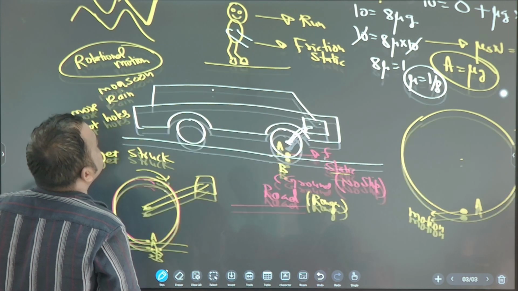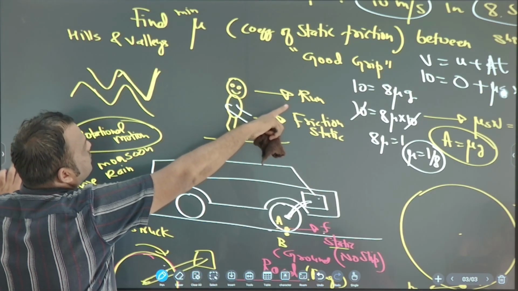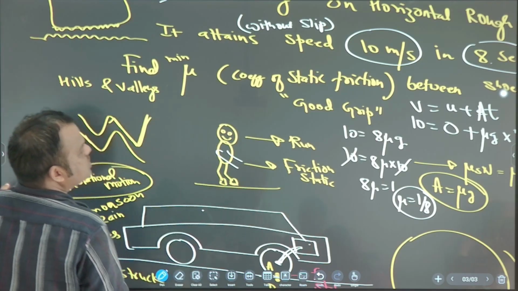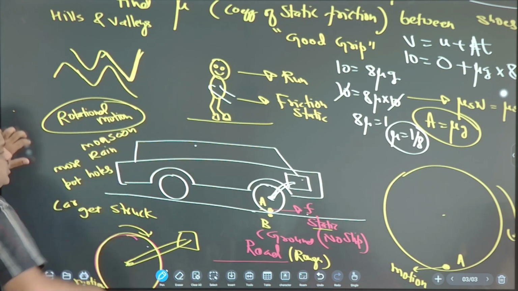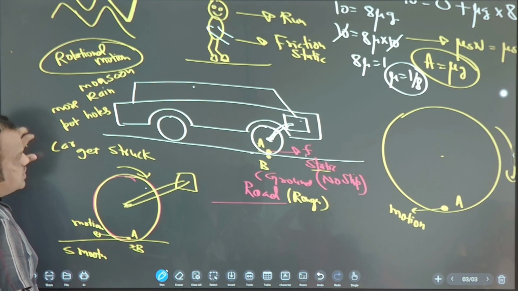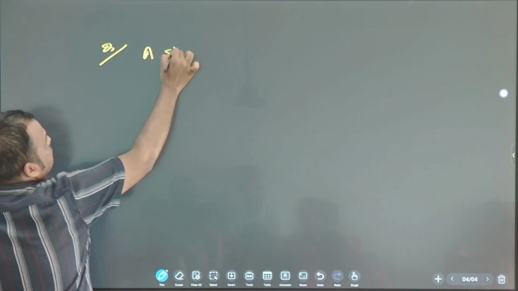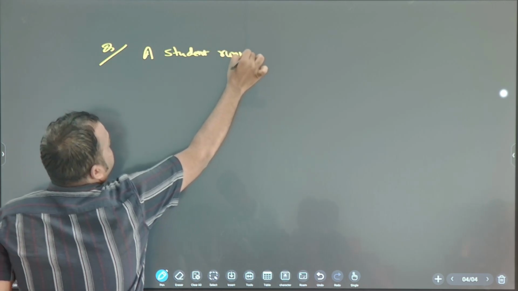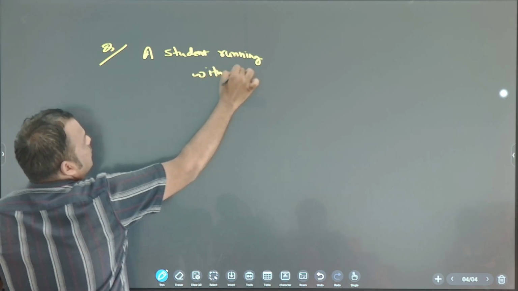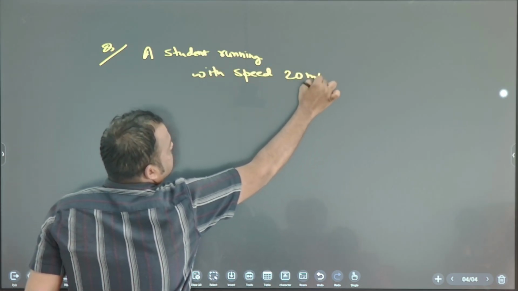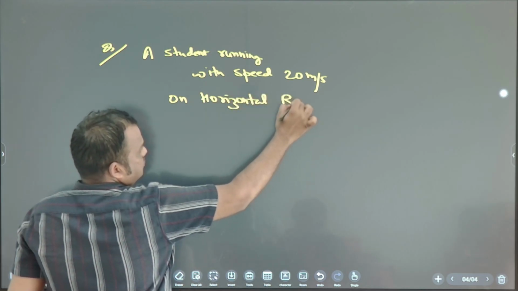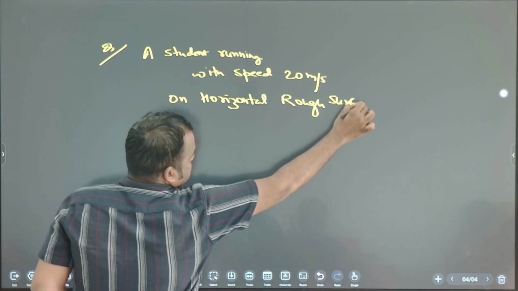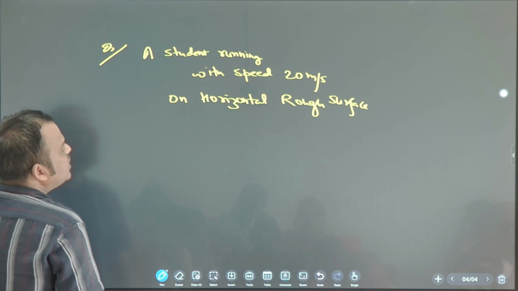So you got the answer for the running person: 1 by 8, mu is equal to 1 by 8. Now I will ask the opposite question. Suppose the running person wants to come to rest. Note down: a student running with speed 20 meter per second on a horizontal rough surface.